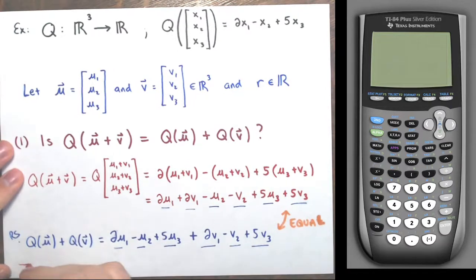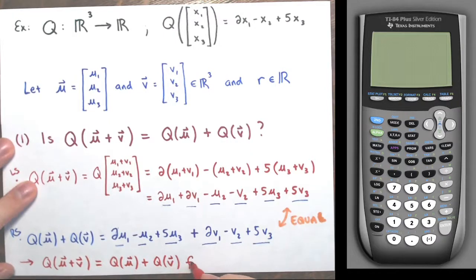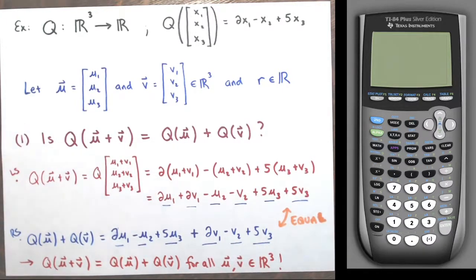So this is telling me that yes, Q of u plus v is equal to Q of u plus Q of v for all u and v in the domain belonging to R3. So the additivity property holds. Now, this doesn't mean that the transformation is linear. This is just part one. You have to show both those properties, additivity and homogeneity, to show that a transformation is a linear one.